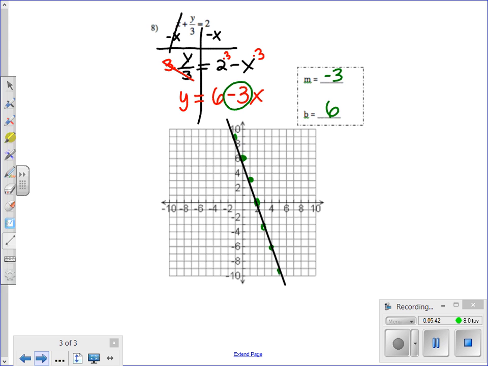If you have questions on any of the other solve for y and graph problems that I didn't do, I did 3, 6, and 8, go back to Canvas, look at the answer key for the practice, and if that isn't enough to help you, come into office hours and speak with your instructor.